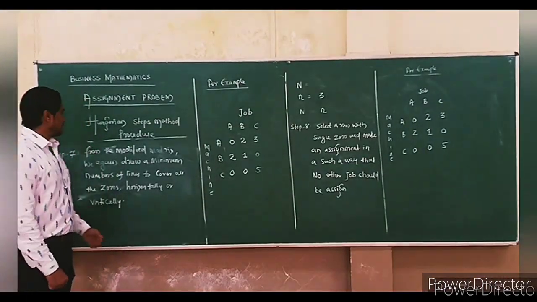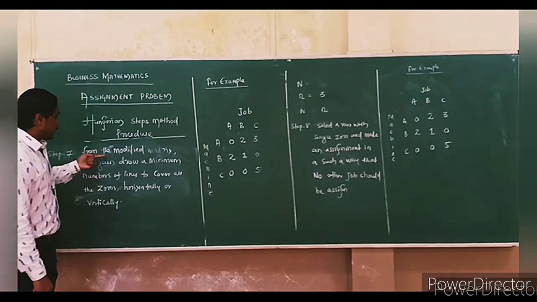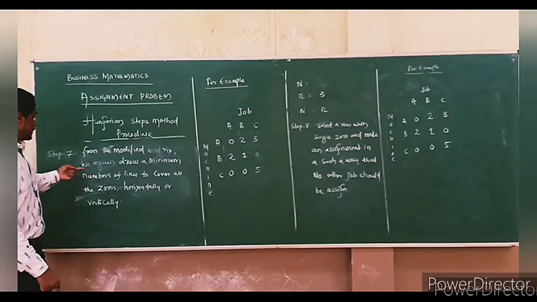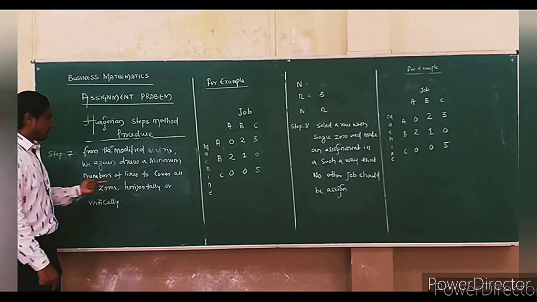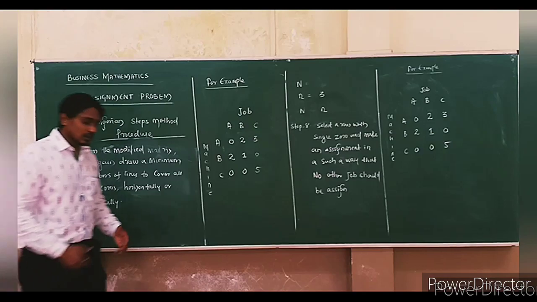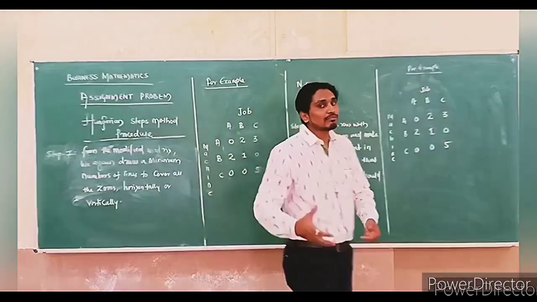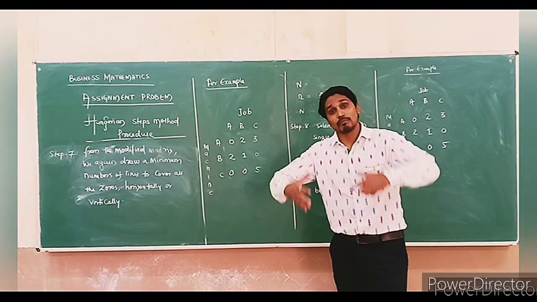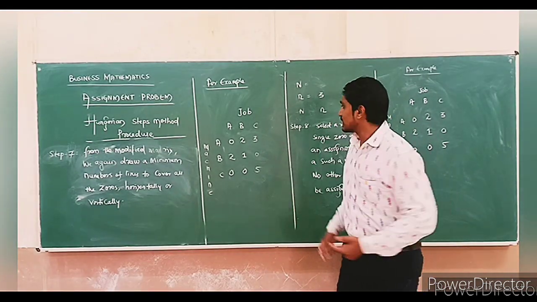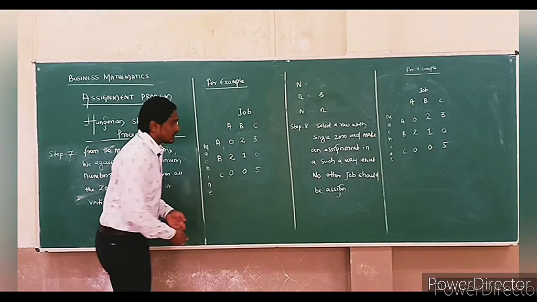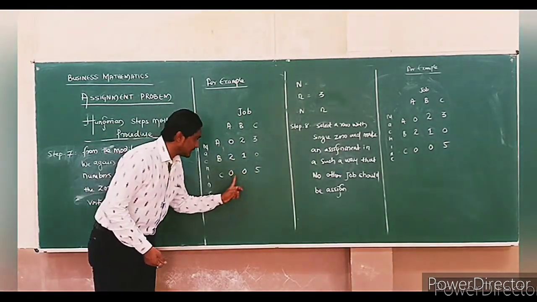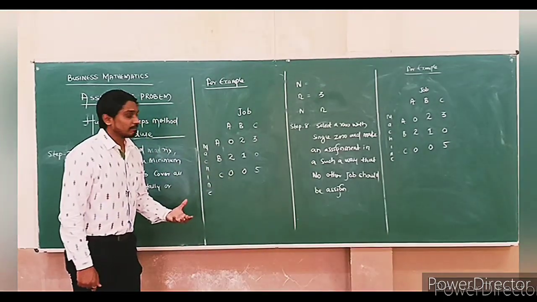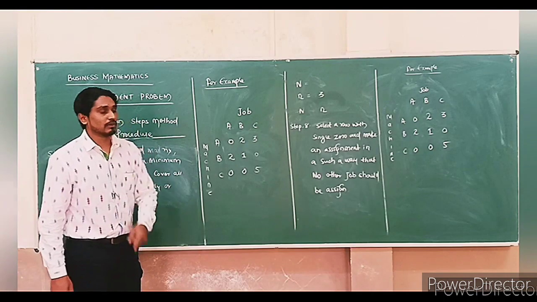Step number 7 now. Step number 7 says, from the modified matrix, again draw the lines. We again draw a minimum number of lines to cover all the zeros horizontally and vertically. We have to try to draw the minimum number of lines to cover the maximum zeros. Let me try with this example. See, the zeros 1, 2, 3 and 4 zeros are there, and I am trying to cover all the zeros by the minimum number of lines.